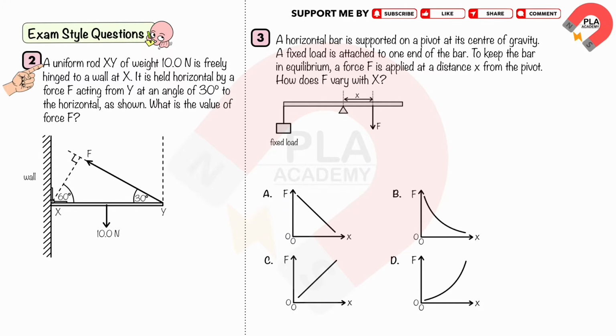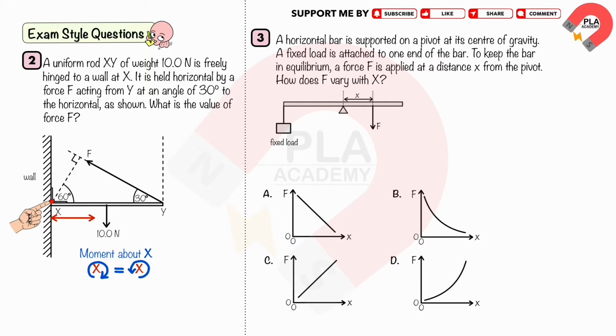Exam-style question 2. A uniform rod XY of weight 10 newtons is freely hinged to a wall at X. It is held horizontal by a force F acting from Y at an angle of 30 degrees to the horizontal, as shown. What is the value of force F? We take the moment about the point X. Total clockwise moment equals total anticlockwise moment.